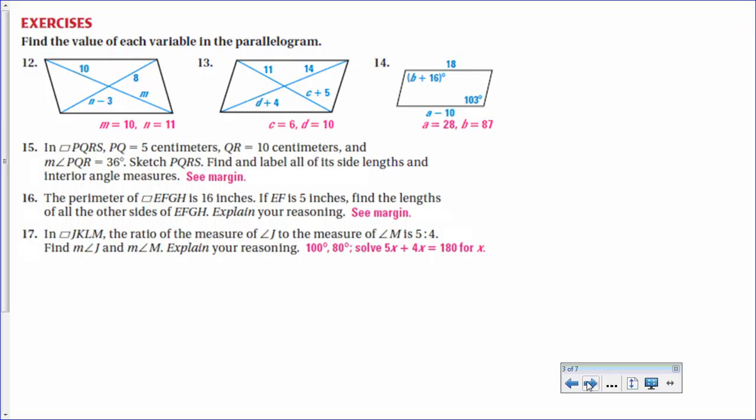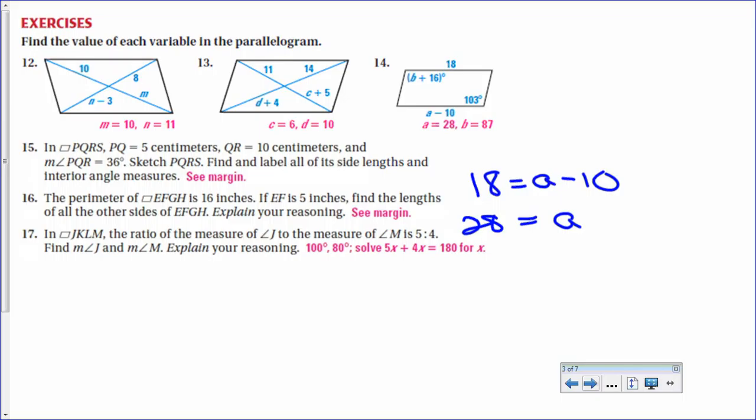Okay, 12, 13, and 14, I'd say all of those are going to be on the test. The other ones, they're good problems, but there's not too many of those types on the test. Let's do 14, and then we'll maybe talk about number 16 here. Number 14, what I see is that if I want to solve for A, and it's a parallelogram, I see the 18 is across from A minus 10, so 18 equals A minus 10. Kick the 10 over, A equals 28.